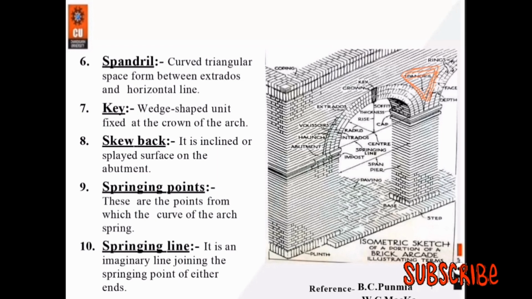Springing point. These are the points from which the curve of the arch springs. This is the springing point, and this is the springing point. Two springing points are always there. Springing line is an imaginary line joining the springing points of either side. When these two springing points are joined, that is called springing line.